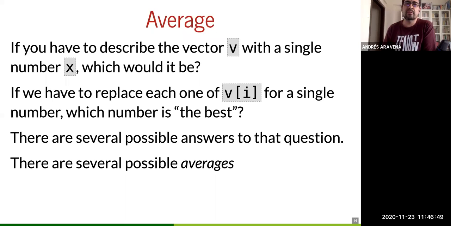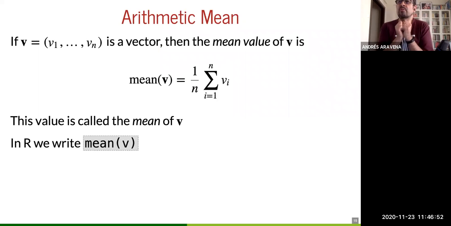Okay? The question that you want to answer is, what is the best number to represent a vector, a set of numbers? The average that you probably have in your mind is the arithmetic mean. That is what people, in Excel, call average. But in R, it's called mean because it's a more correct way. There are more than one way to do average. So if you have a vector, I'm writing here in mathematical notation, V sub 1 to V sub n, the numbers in the vector, then the mean of the vector is the sum of all the elements divided by the length of the vector. Okay? This is the mean of V.